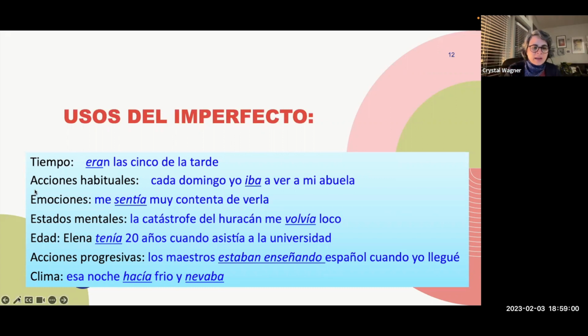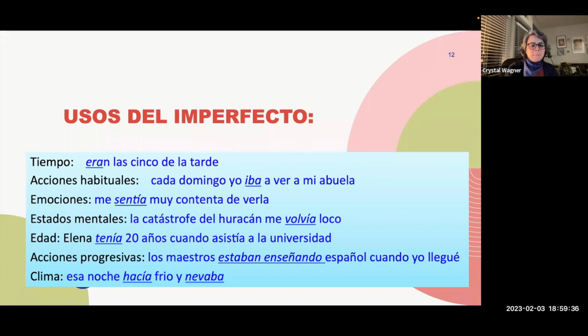So that's one. Acciones habituales. Here we have another one. Cada domingo yo iba a ver a mi abuela. So here we have kind of a clue that it's not a specific thing, but more like a habitual thing that happened every Sunday, right? Cada domingo, every Sunday, which by the way, this is kind of another trigger for the imperfect. Yo iba a ver a mi abuela. In this sentence, it doesn't tell me what specific Sunday or when it started happening. It's just saying every Sunday. So there's ambiguity there. Again, the imperfect.